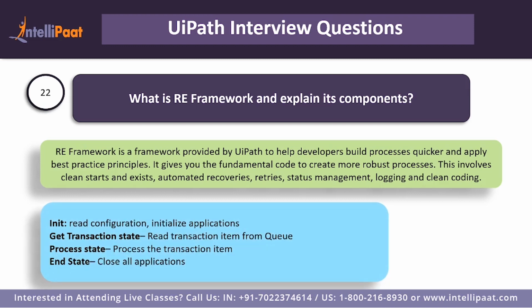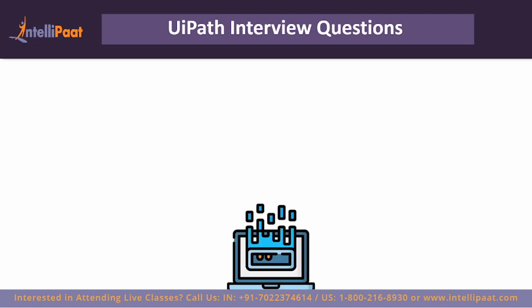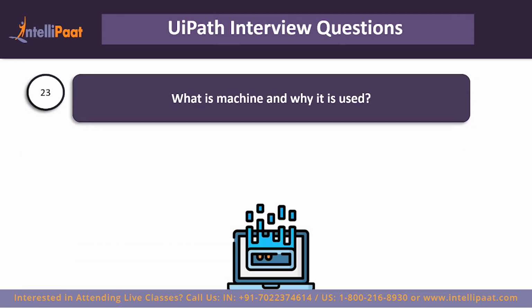The different components of the REFramework are Init, Get Transaction State, Process State, and End State. Now, Init is basically used for reading the configuration and initializing all the applications in your given workflow. Get Transaction State basically reads the transaction item from the queue. Process State processes the transaction item. And End State basically closes all the applications which you have initialized earlier, right? So that is that.